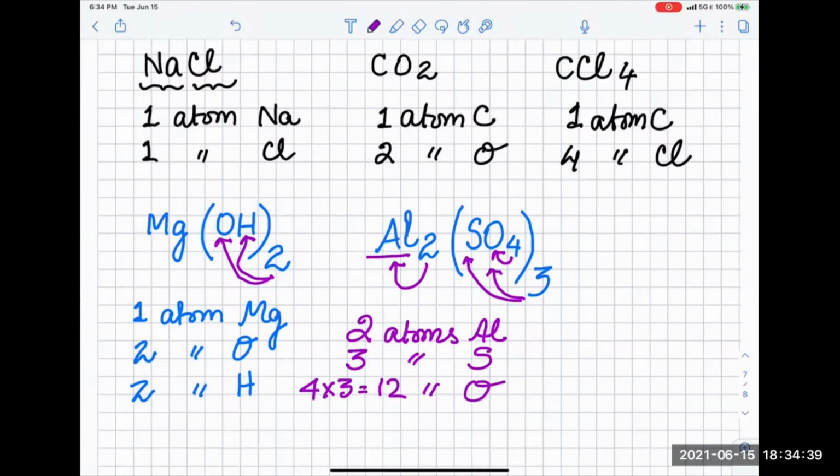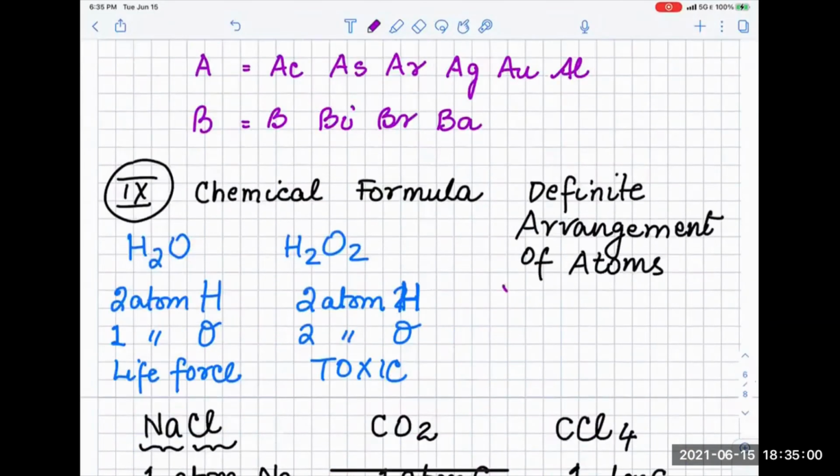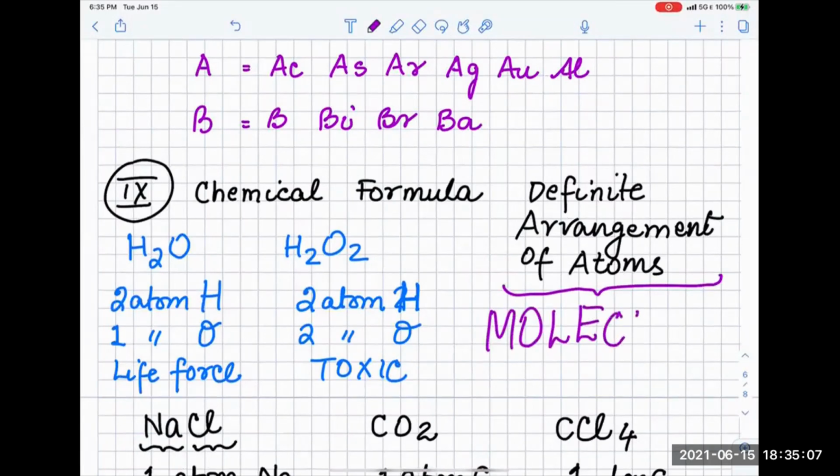Okay? So a total number of atoms are going to be what? 2 plus 3 plus 12. So what does this become? 12, 13, 14, 15, 16, 17. So a total of 17 atoms are making this molecule. So here, when we define a definite arrangement of atoms, that makes molecules. So what you see, the information here is molecules.